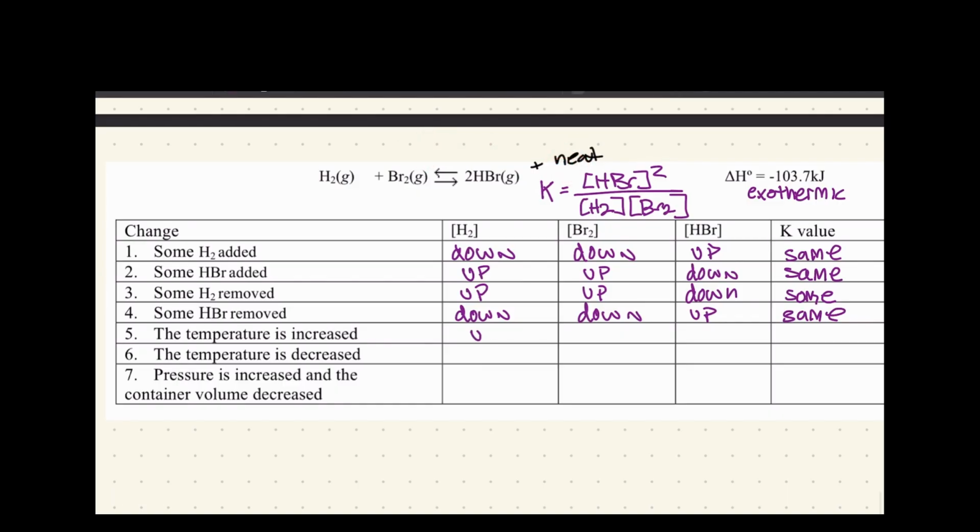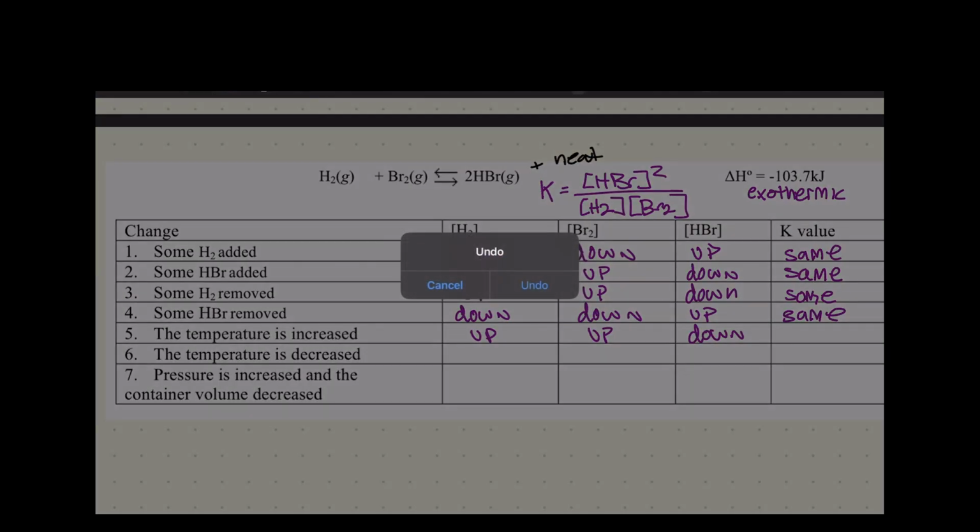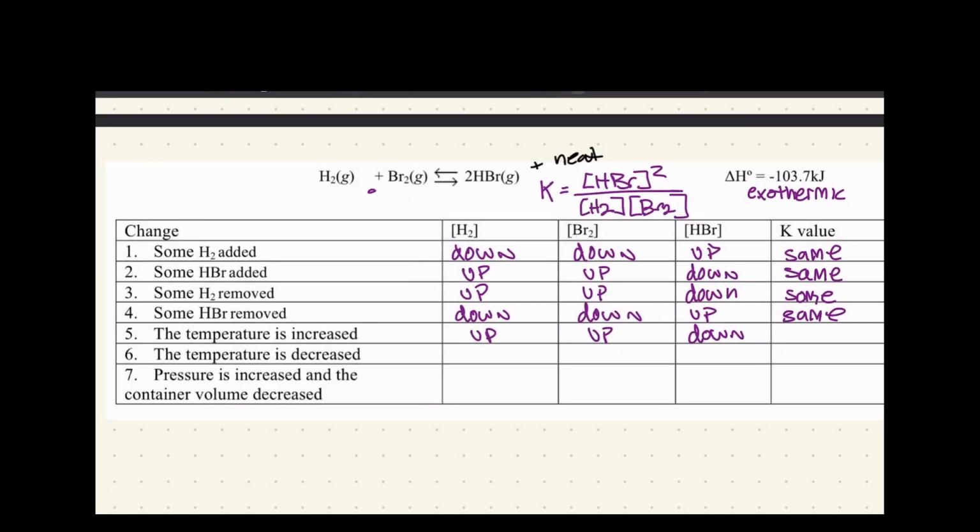That means that H2 is going to go up, Br2 is going to go up, and HBr is going to go down. Because I'm shifting to have more reactants, I see that this term in my KEQ expression is going to get larger. This means KEQ is actually going to be smaller at higher temperature.